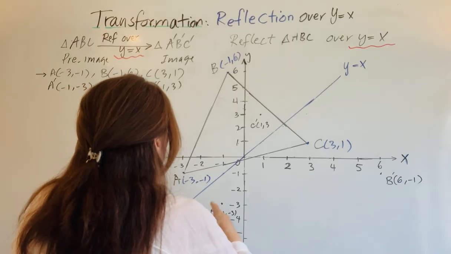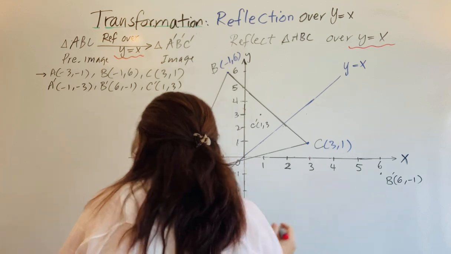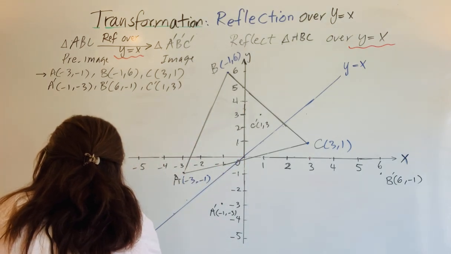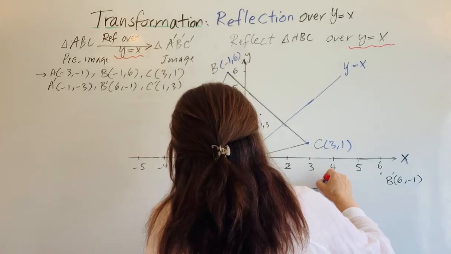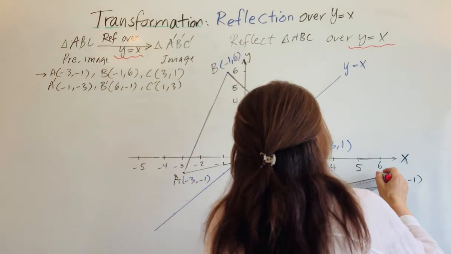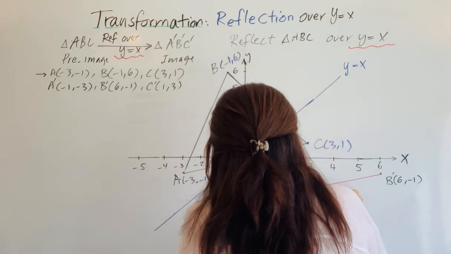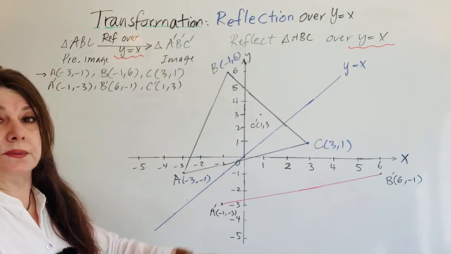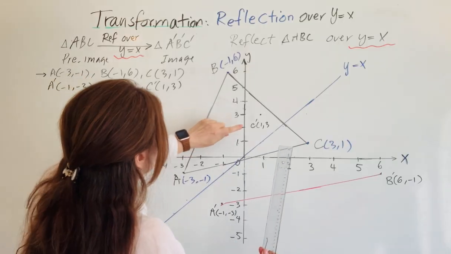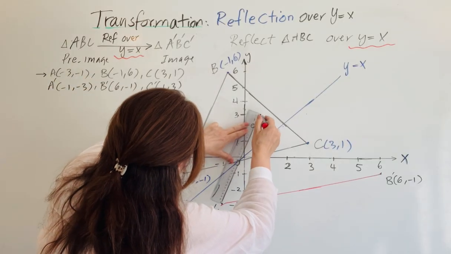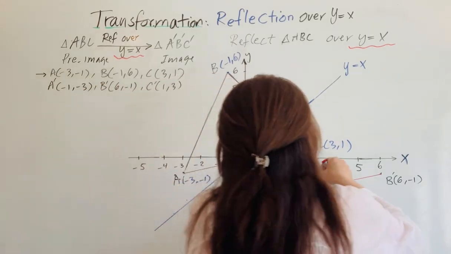A prime is here, and B prime. Use rulers. It must be roughly something here. Okay, good. From A prime to B prime, A prime to C prime, and C prime to B prime.